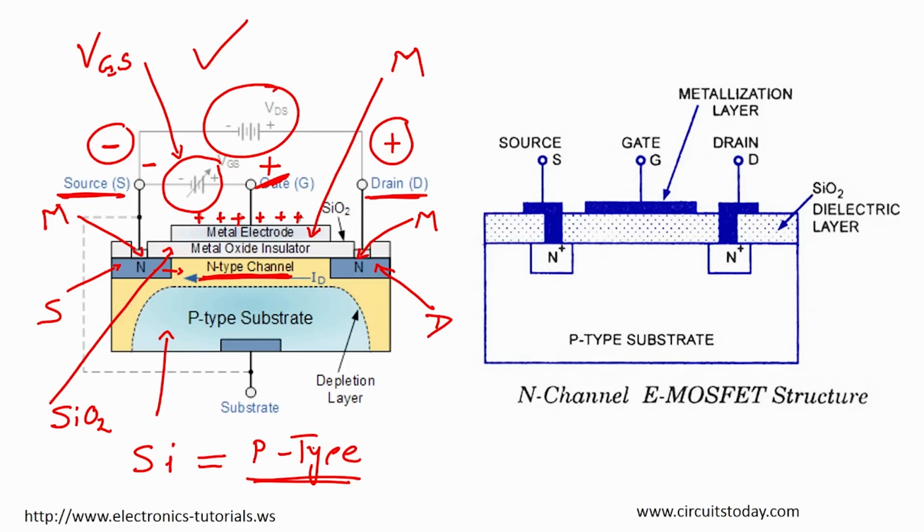Now, when we have an n type channel, only with the help of the channel can electrons flow. If there is no channel, how can electrons flow from here to here? Not possible, right? Not possible if there is no channel. So, if there is a channel, electrons will start flowing towards the drain. So, what does that mean?